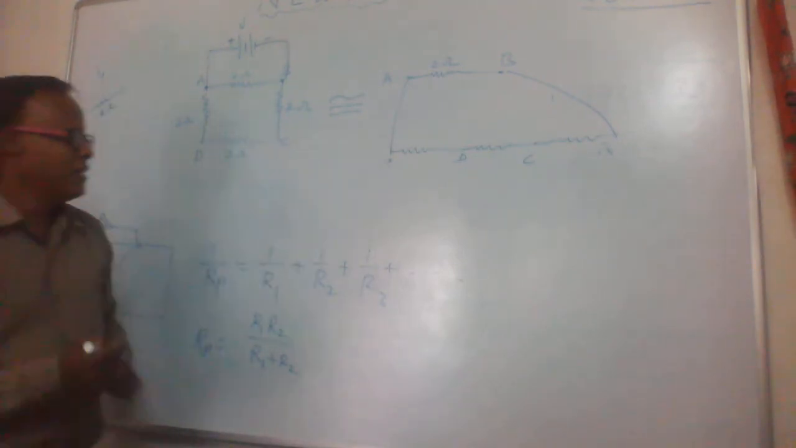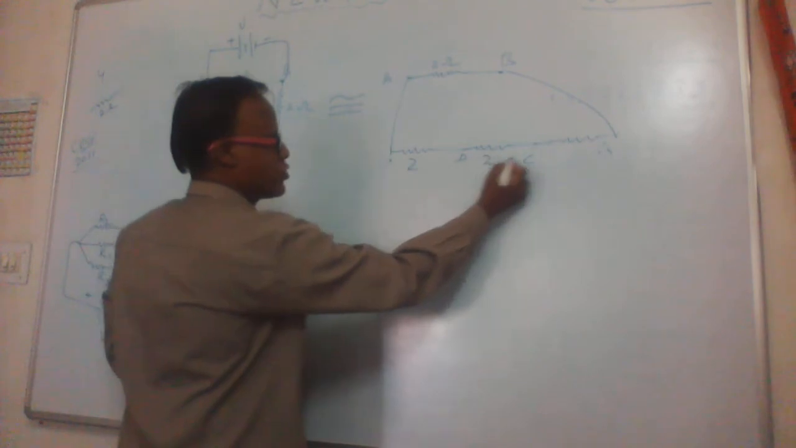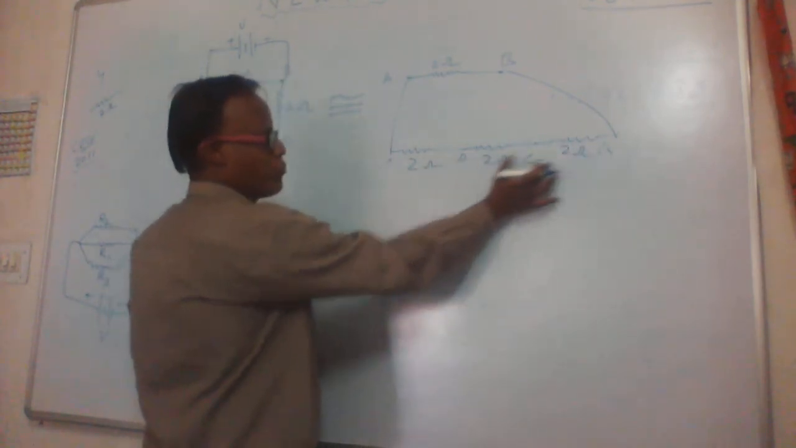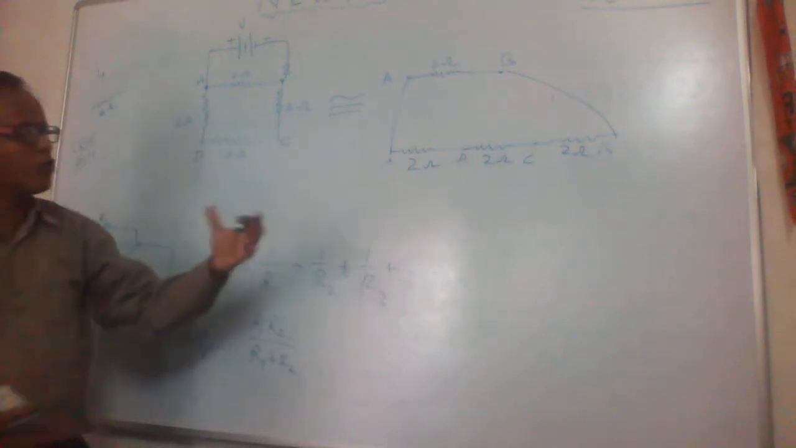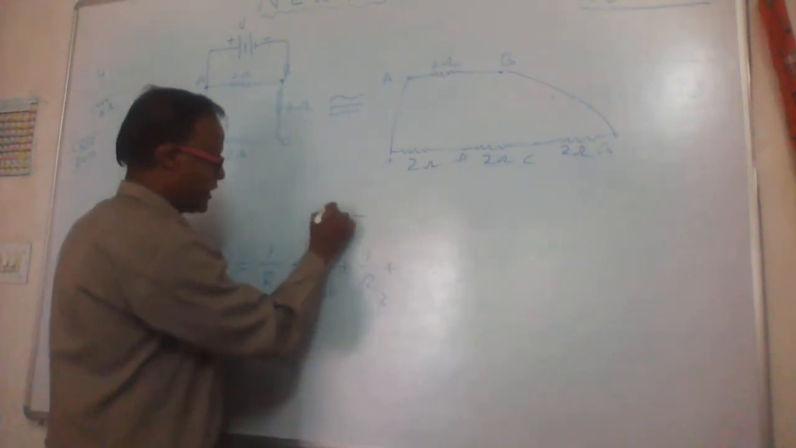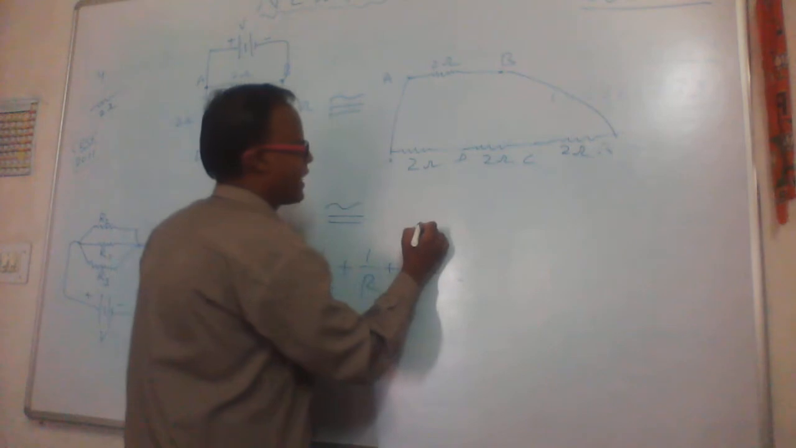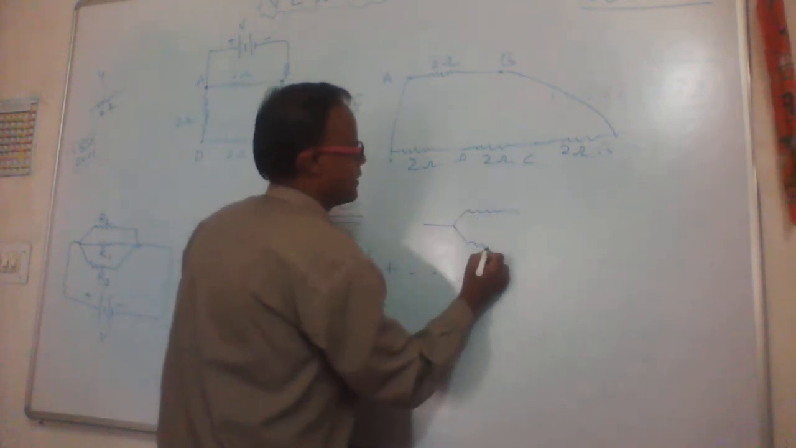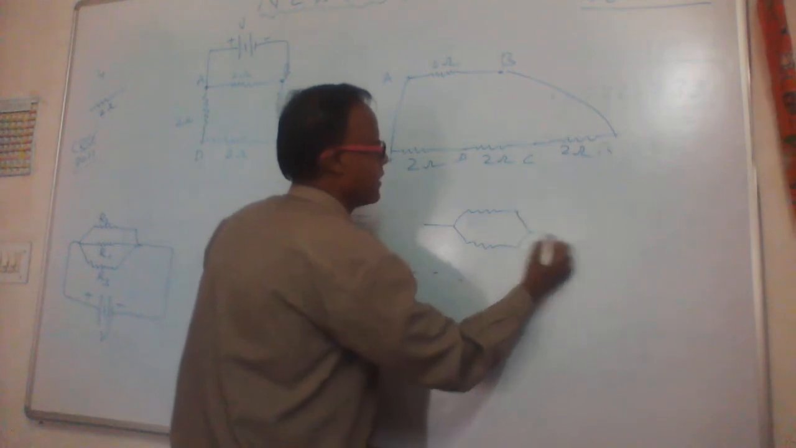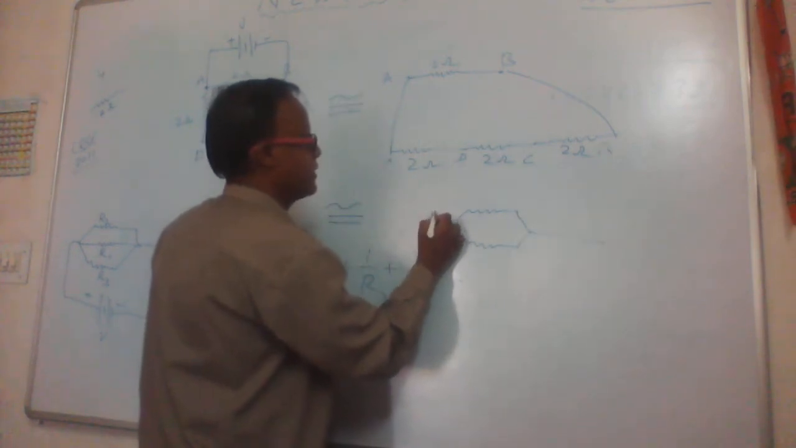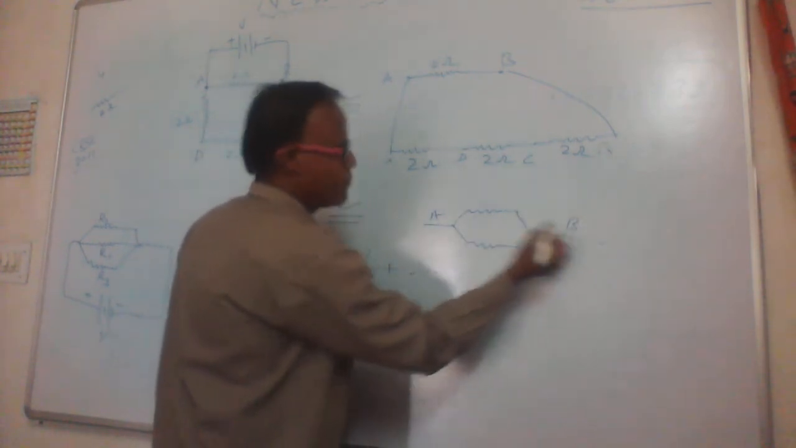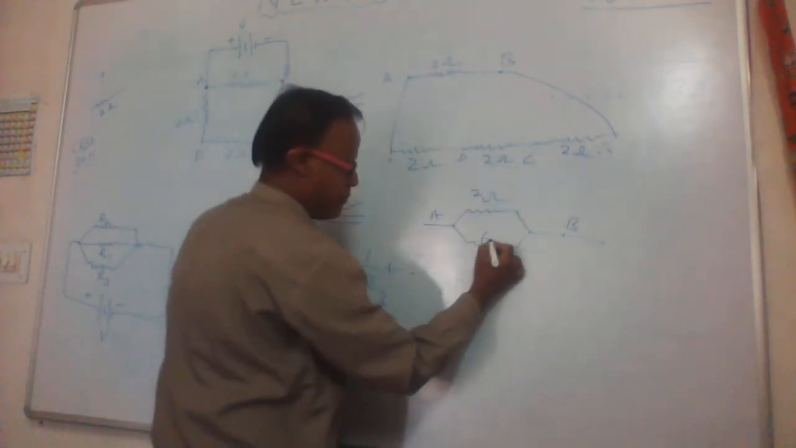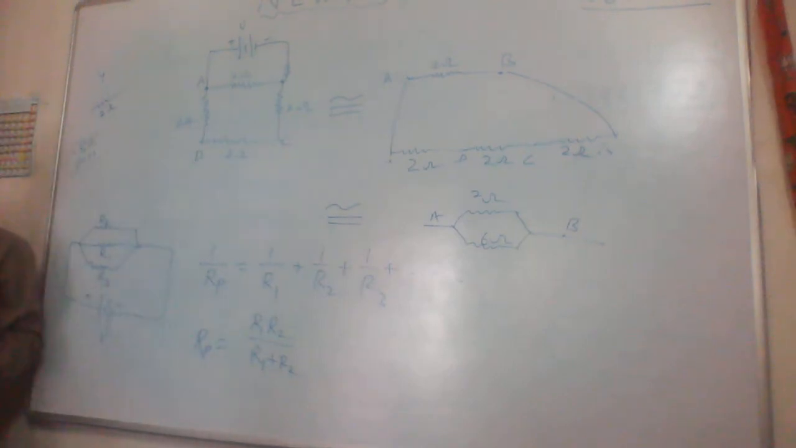Now it is so simple. This is 2 ohm, this is 2 ohm, this is 2 ohm. So what is the value of 2 plus 2 plus 2? It is 6 ohm. So again we can draw an equivalent diagram. It becomes like that, a simple diagram. One resistor here, another is here, and this is our A point, this is our B point. Between A and B it is 2 ohm, and this complete branch becomes 6 ohm.